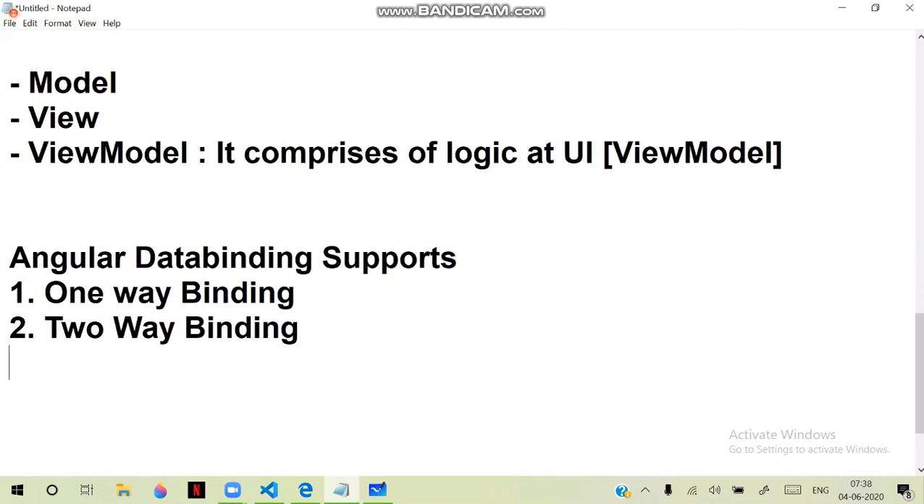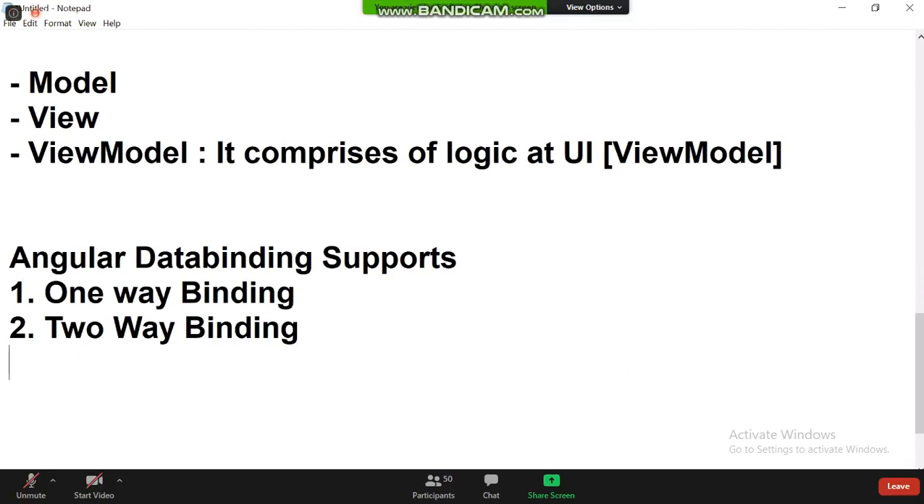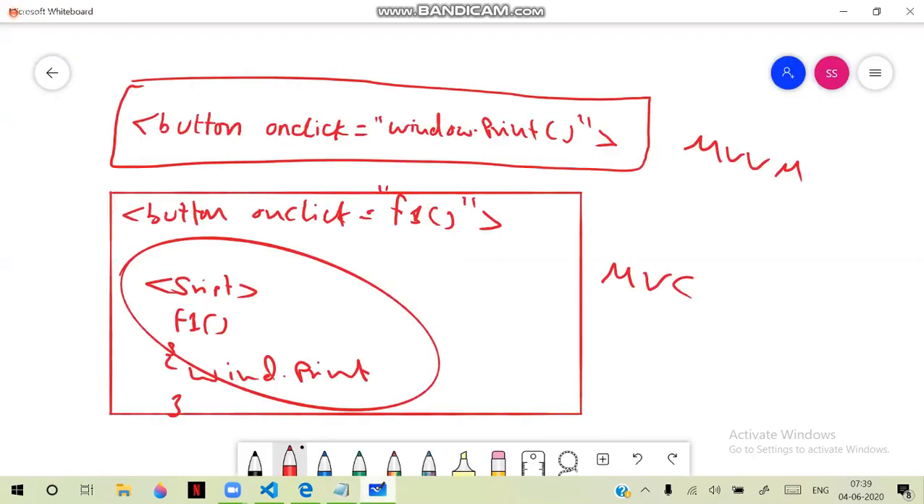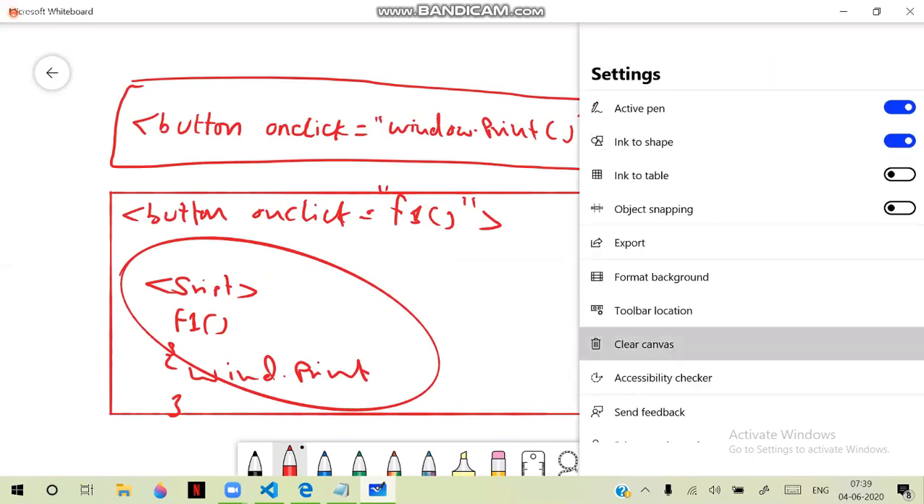I will tell you the point. We will see about that. Two-way binding is one of the key features of AngularJS and Angular. AngularJS and Angular support both binding techniques, one-way binding and two-way binding. One-way binding is just like a read-only technique. It reads the data from the model and binds it to the view. That is the simple one-way binding technique.